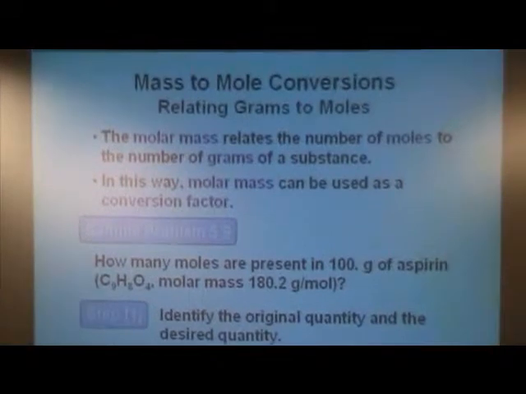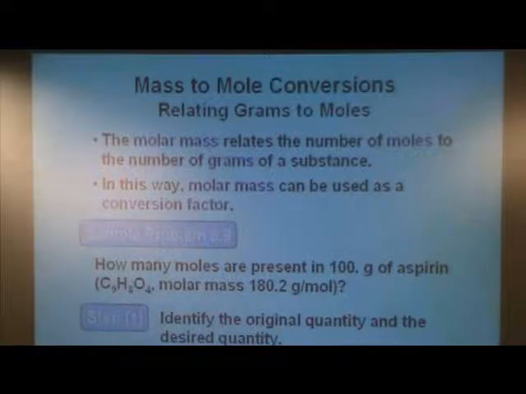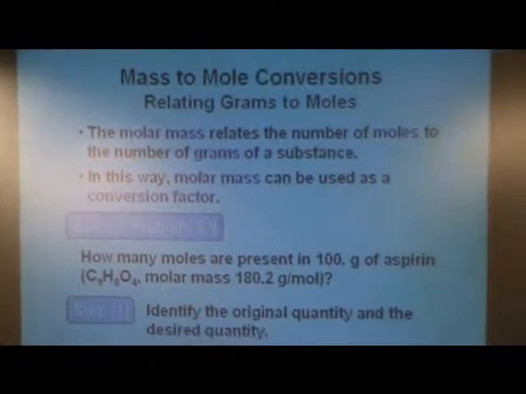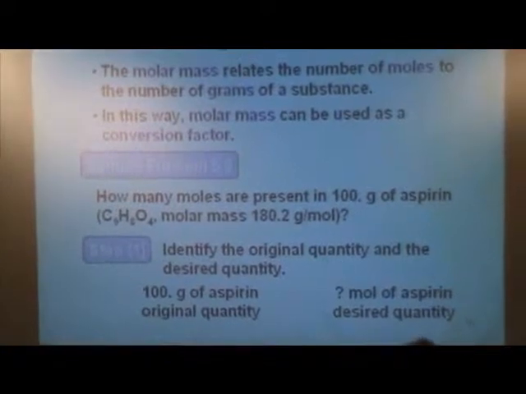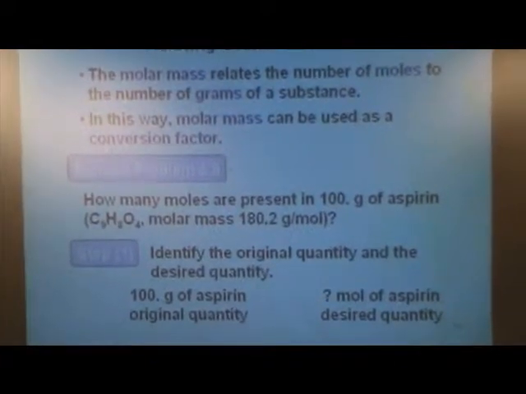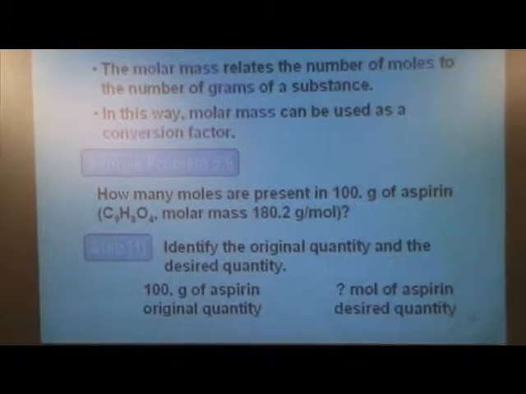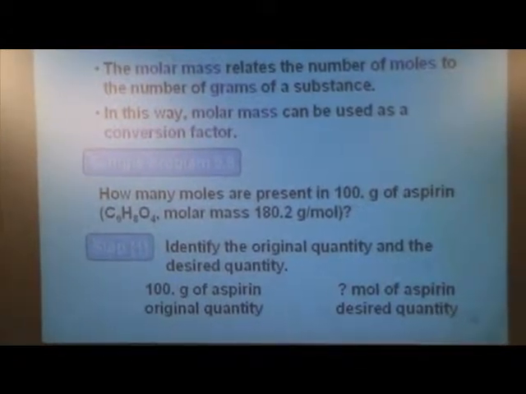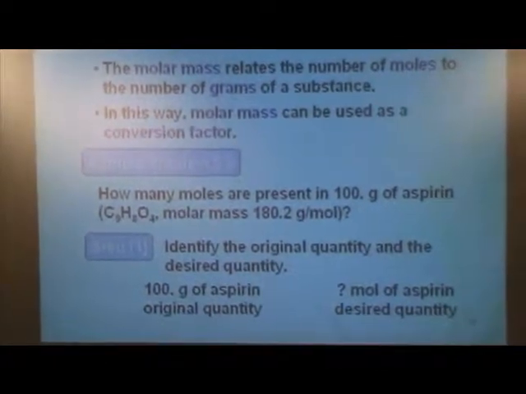Now, another question I would like to ask you, related to that number, 0.56 mole. How many molecules of aspirin are there in 0.56 mole? How would you answer that? You multiply 0.56 by 6.02 times 10 to the power of 23.